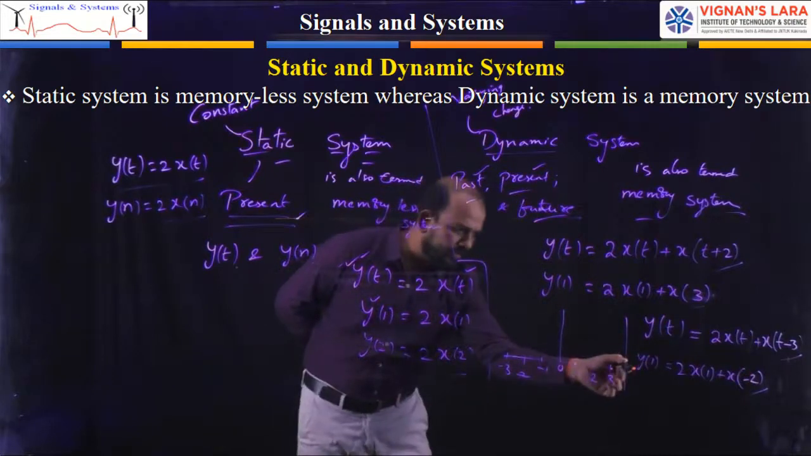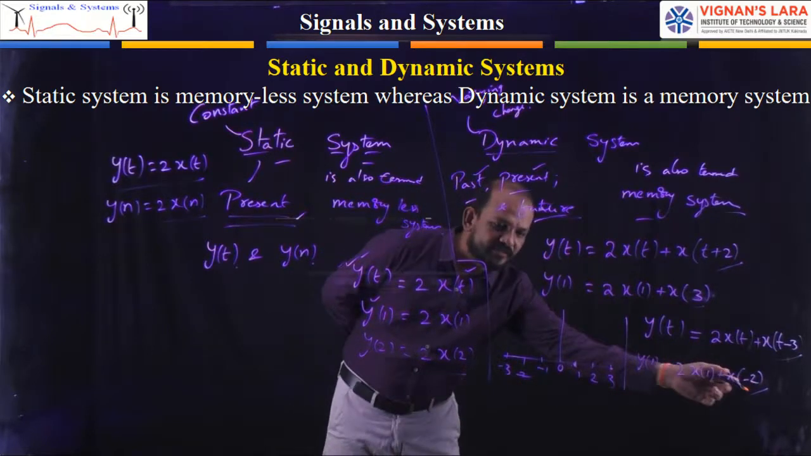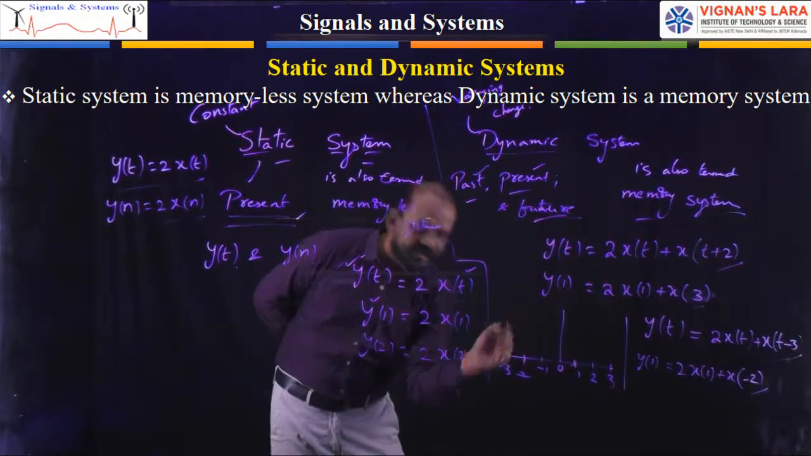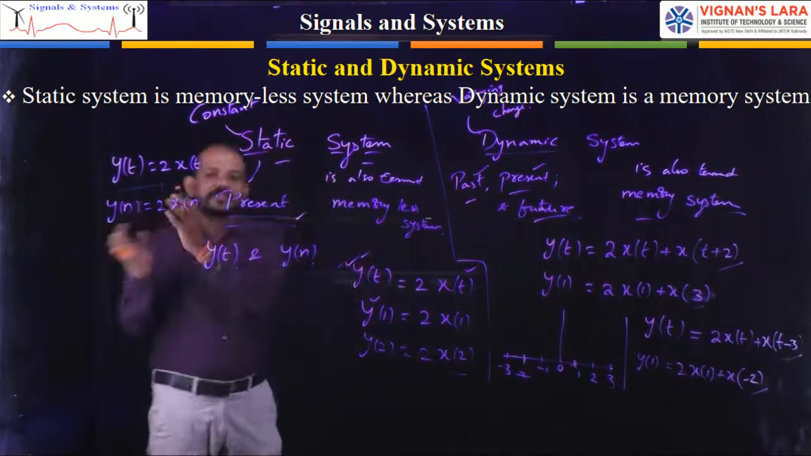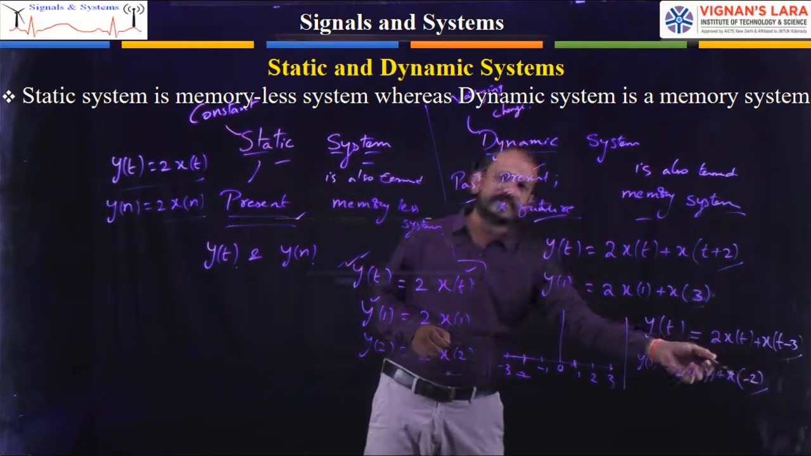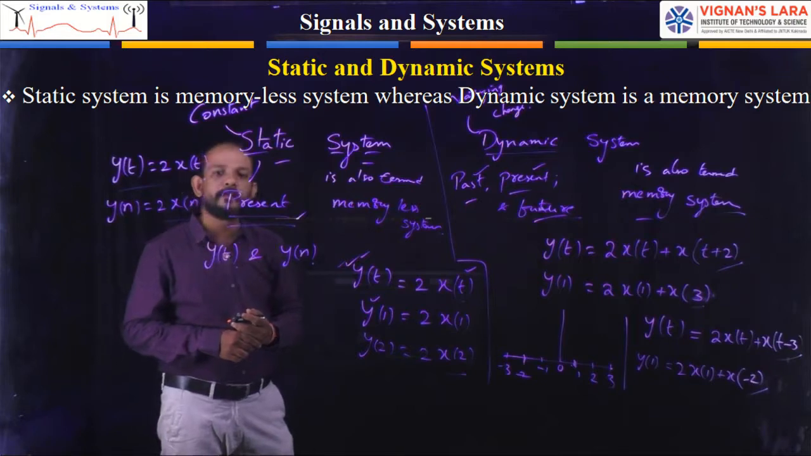First, y of 1, that is at this point. x of 1 at this point. What is x of minus 2? x of minus 2 is here. That is, it is dependent on the past value. So here the output depends on the present and past. So that is also an example for a dynamic system.